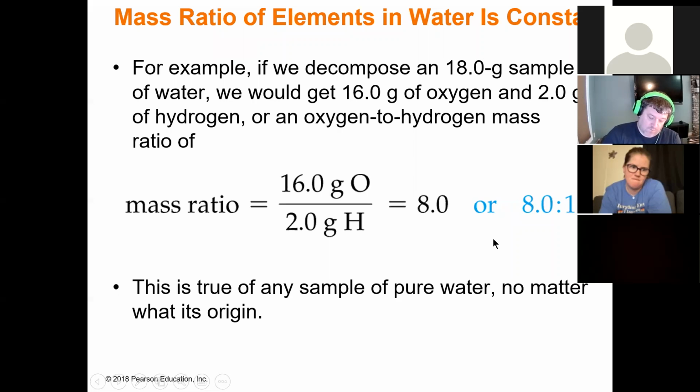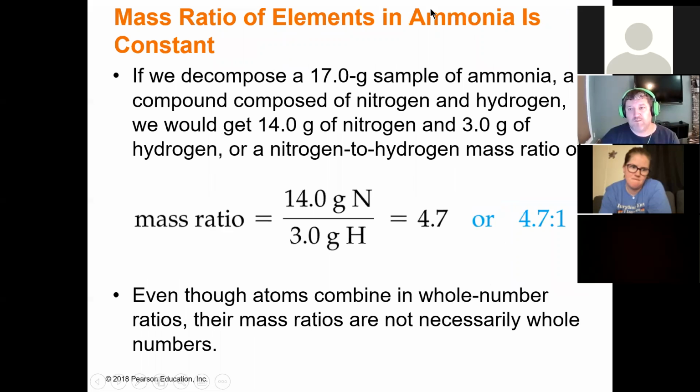This ratio, though, is only true if we are dealing with water. If we're dealing with, let's say, ammonia, which is NH3, its ratio is 4.7:1. I'm not expecting you guys to have these memorized or anything like that, but just know that the mass ratio will also be consistent.